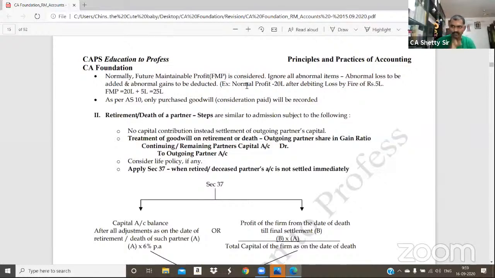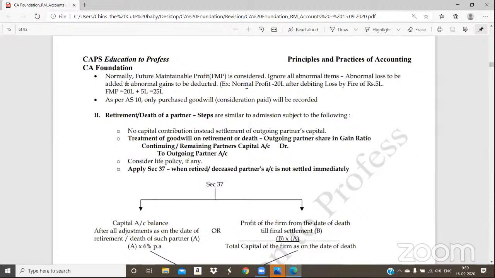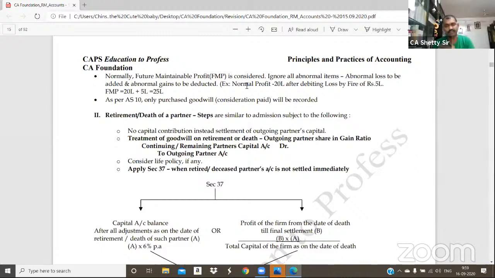What you got is 150. What you should have got is only 120. How much extra? 30 lakh. This is called super profit. It means on 600 lakh, 20% is 120 lakh you should have got, but you got 150 lakh, 30 lakh extra you earned. 30 lakh into number of years of purchase.